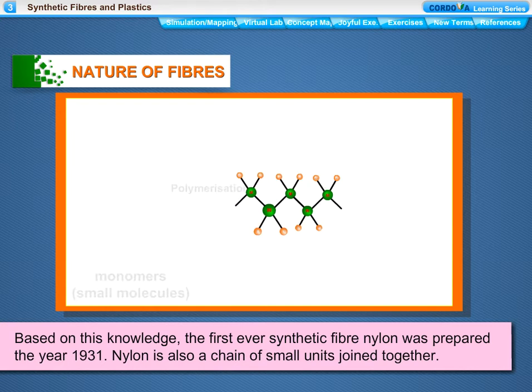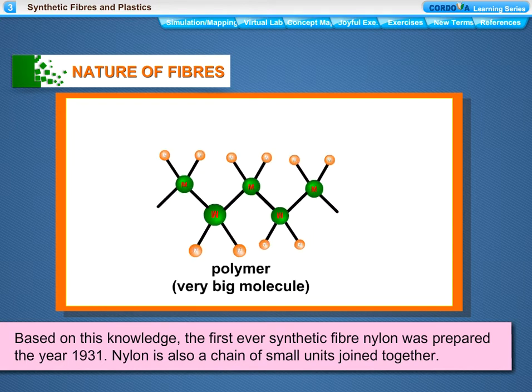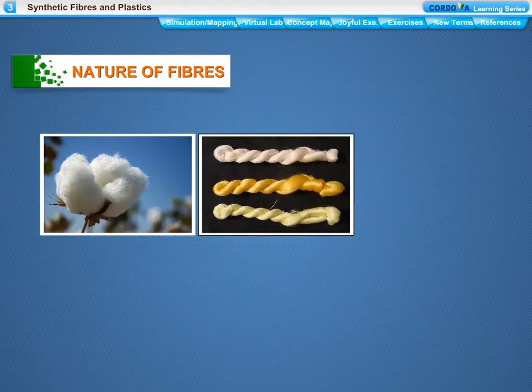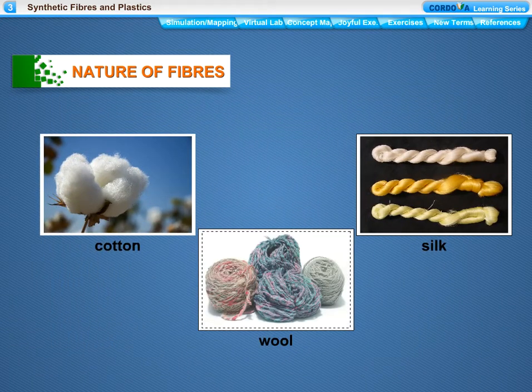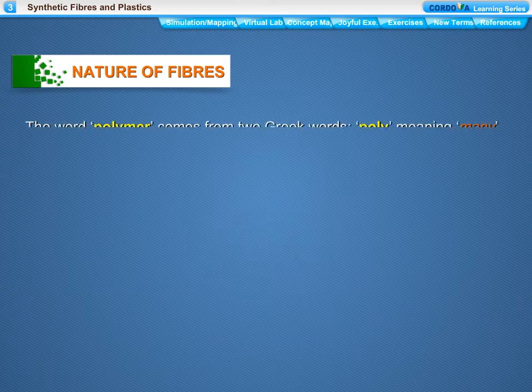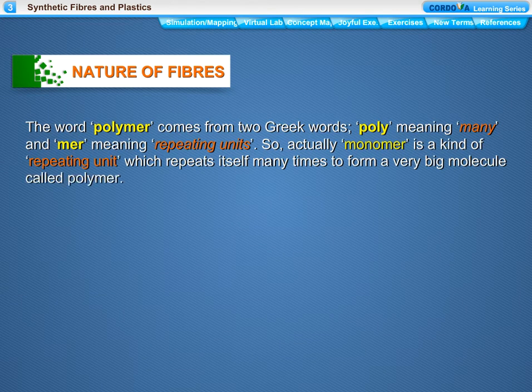A polymer is a very big molecule formed by the combination of a large number of small molecules called monomers, joined end to end by a chemical bond. So, cotton, wool, silk, etc. are natural polymers. The word polymer comes from two Greek words, poly meaning many and mer meaning repeating units.